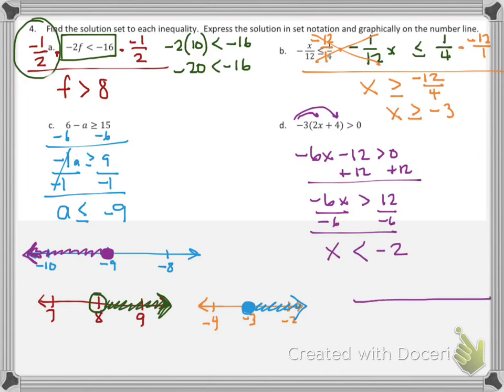And to graph that, negative 2 in the middle. Negative 1's a little bigger. Negative 3 is a little smaller. I don't want to include the negative 2, so that's an open circle, force field. And everything smaller is to the left. Left is less. So there's my graph of the solution set.